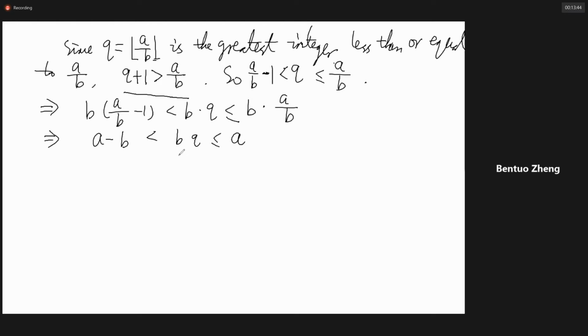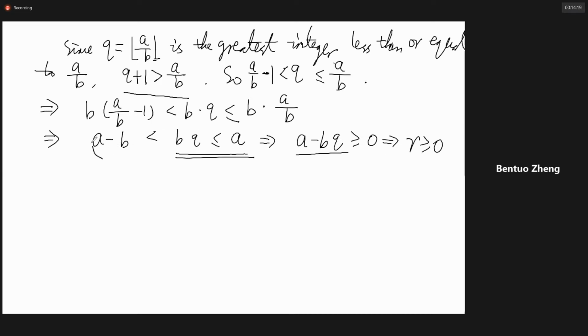Okay, now the right-hand side of this inequality would imply A minus BQ is greater than or equal to 0. But by the definition, R is equal to A minus BQ. So this implies R would be greater than or equal to 0. So this is one thing, because we want to show R is greater than or equal to 0, strictly less than B.